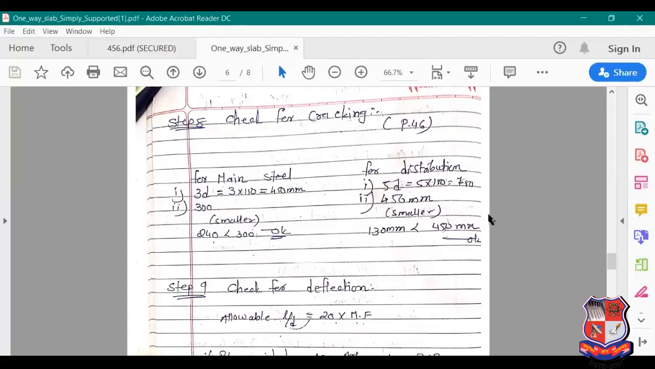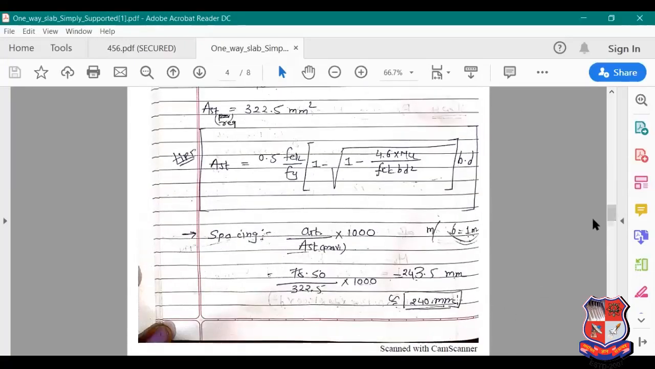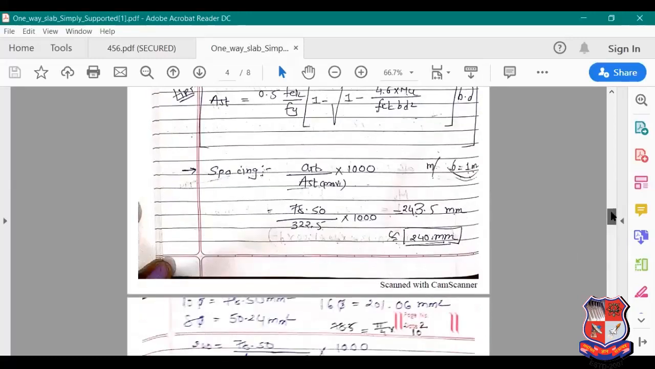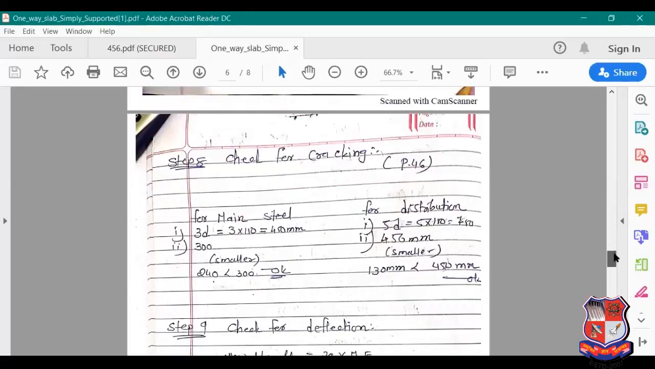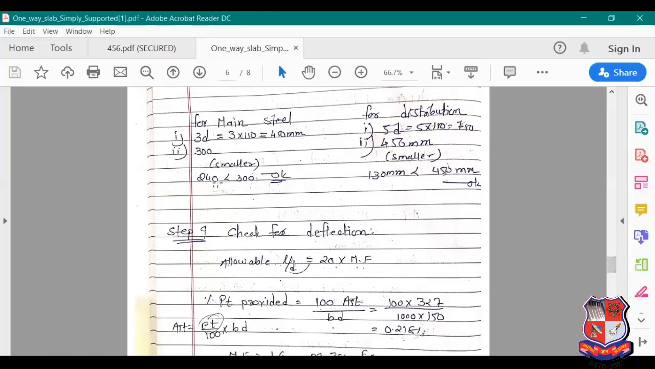So for cracking, we are also checking the spacing. Whichever is smaller, it is 300. So 300 should be greater than the taken spacing. What spacing have I taken for main steel? It is 240. My maximum limit is 300 mm. If there is a spacing of more than 300 mm, then my slab would deflect. So it is okay, and the same for distribution bars.